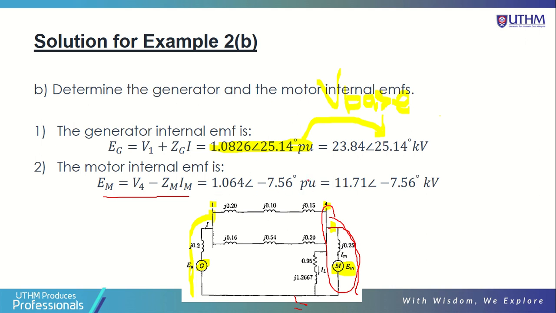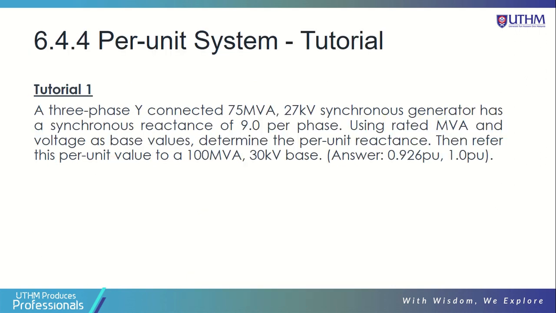From the per unit value, you can multiply by V base. V base at this point equals 11 kilovolt. V base at this bus equals 22 kilovolt, from the circuit. So you have calculated EG and EM.